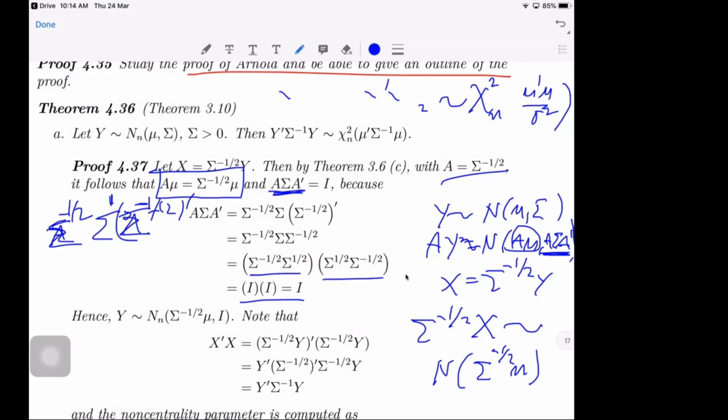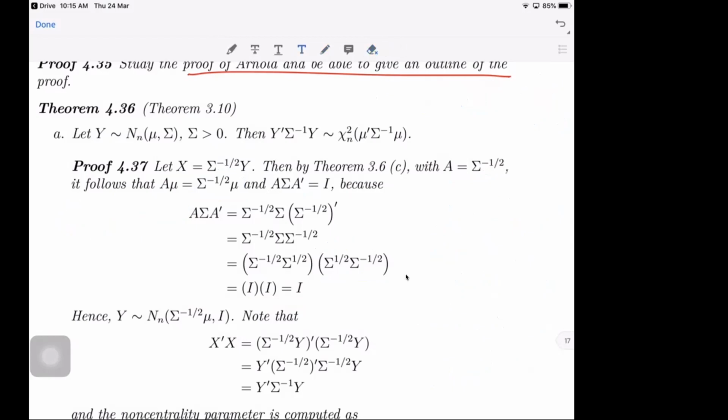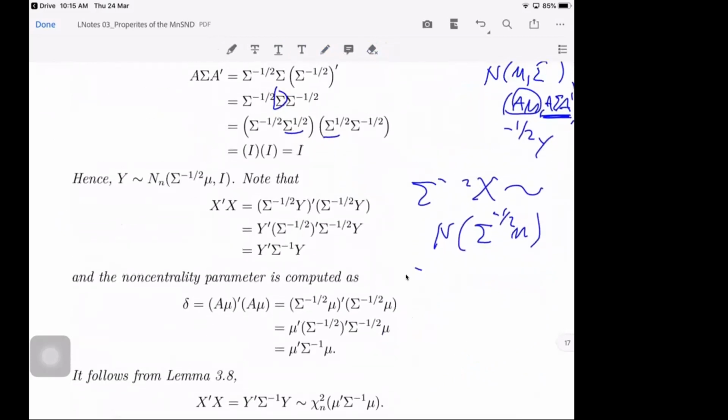So you have this. This is just equal to I and this is just equal to I, no? So in here we rewrite sigma as raised to the 1/2 raised to the 1/2, but that is just equal to I. So hence this is how your y is distributed.